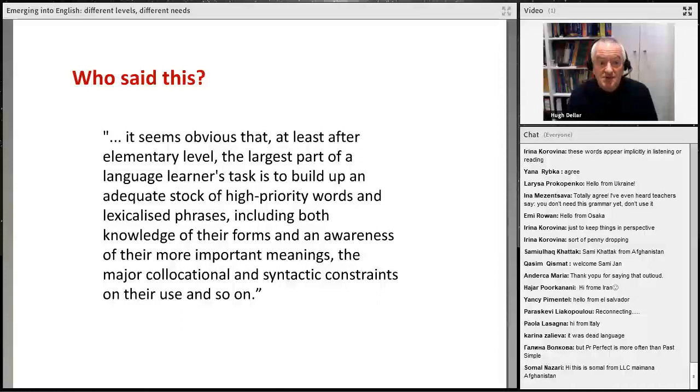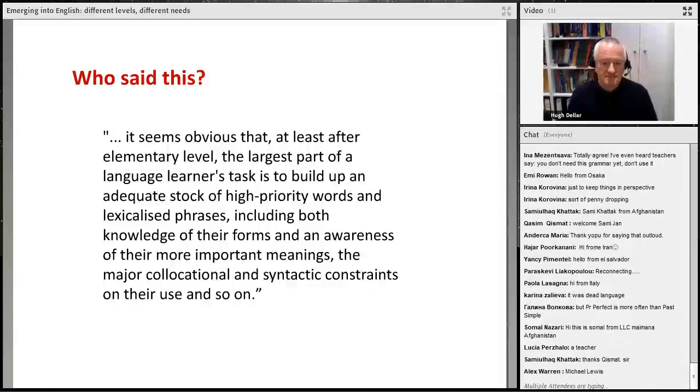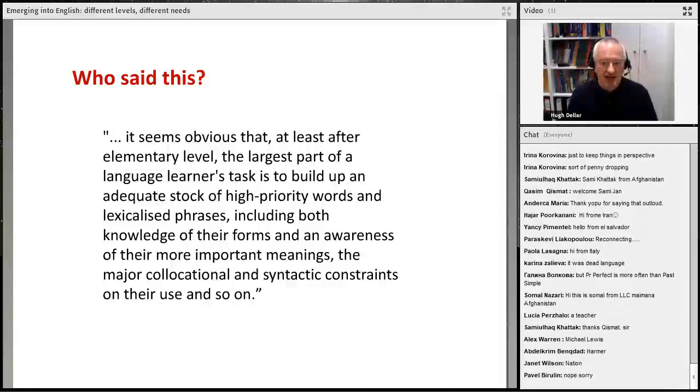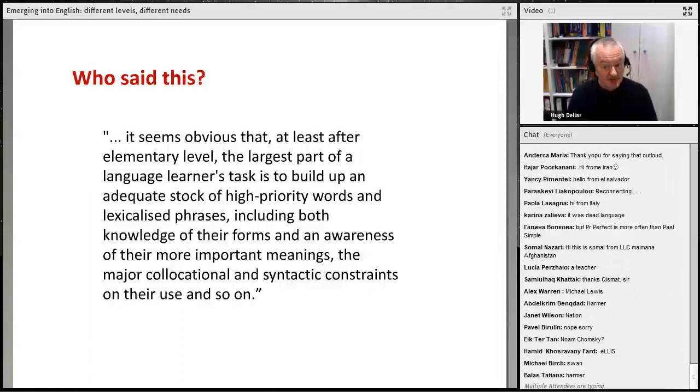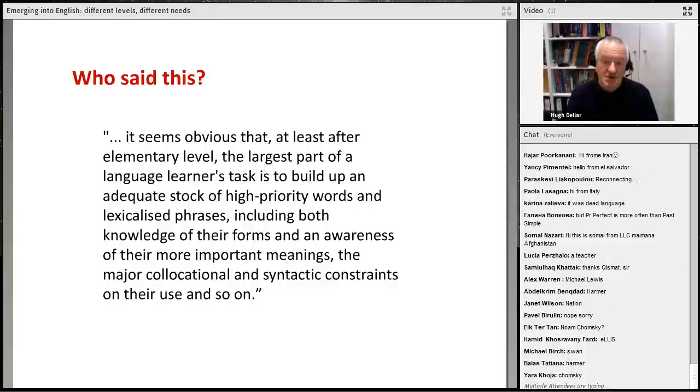It seems obvious that at least after elementary level, the largest part of a language learner's task is to build up an adequate stock of high priority words and lexicalized phrases, including both knowledge of their forms and an awareness of their more important meanings. Any idea who said this? Someone very famous within English language teaching. Michael Lewis, good guess, but no. Paul Nation, good guess, but no. Michael Swan is the correct answer.